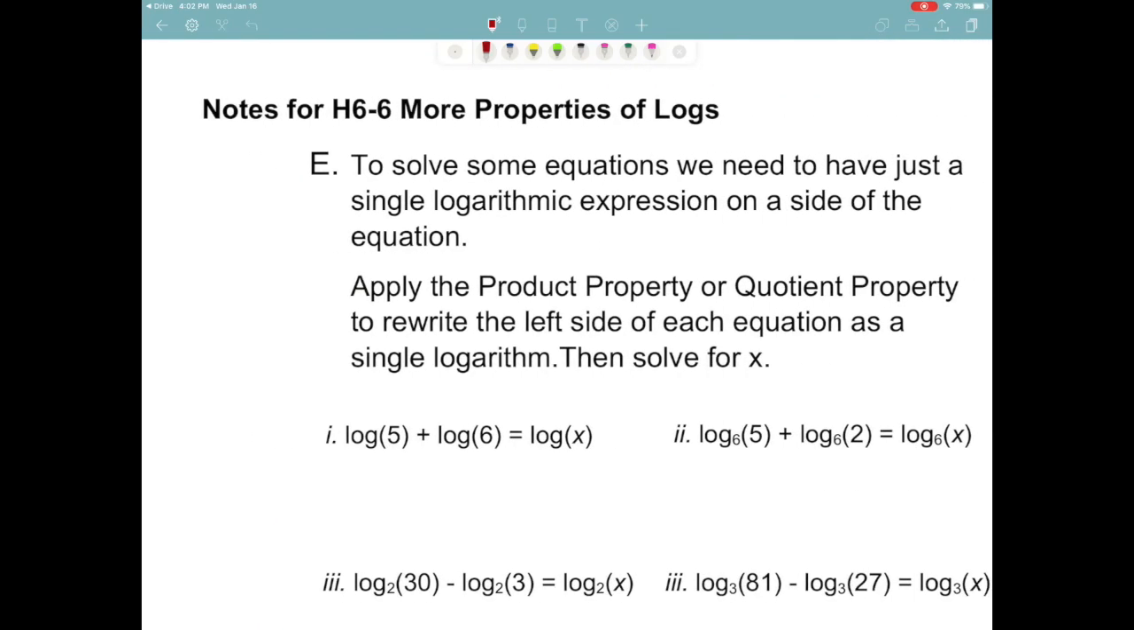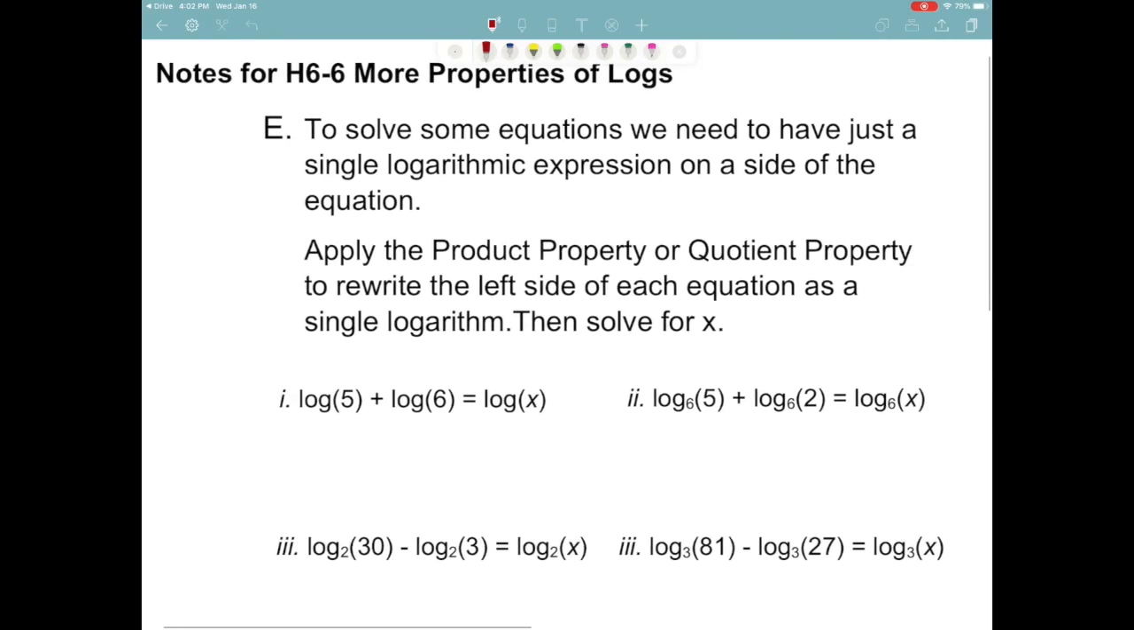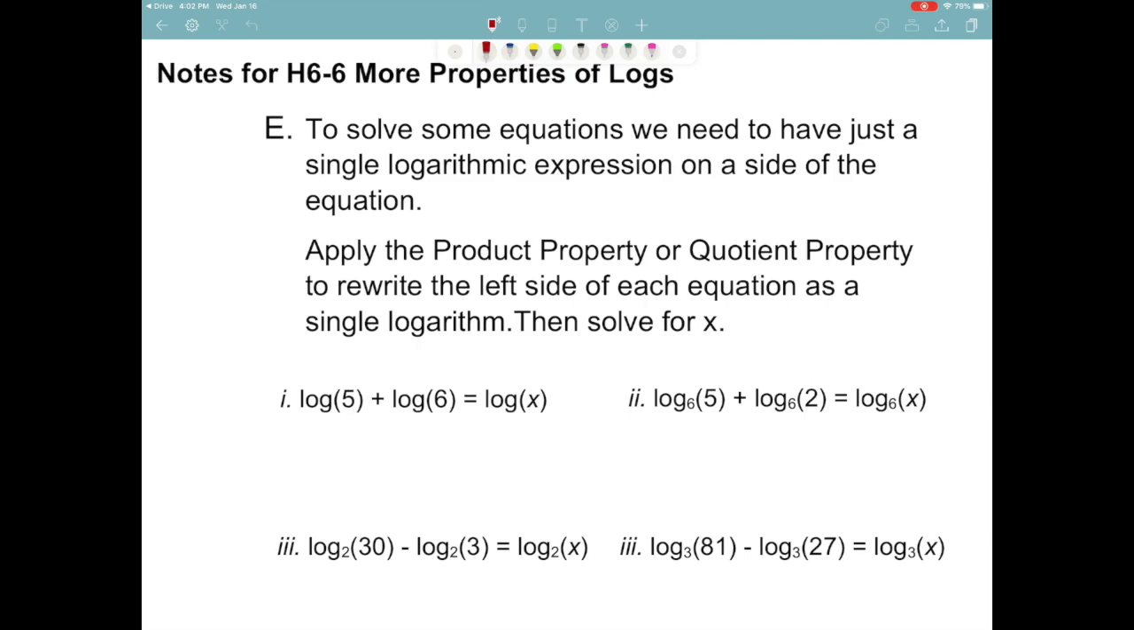Let's move on to the next part. Letter E. It says to solve some equations, we need to have just a single logarithm or a single logarithmic expression on a side of the equation. It says apply the product property or quotient property to rewrite the left side of each equation as a single logarithm, then solve for x.